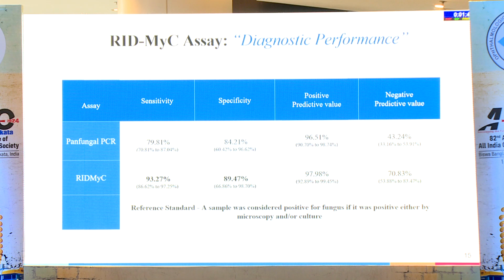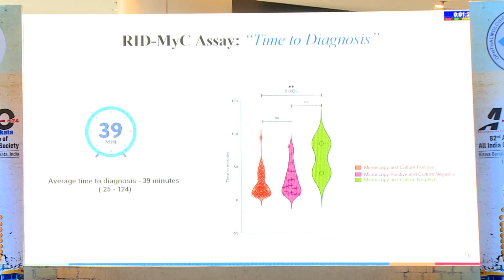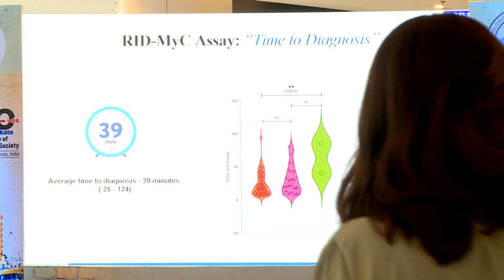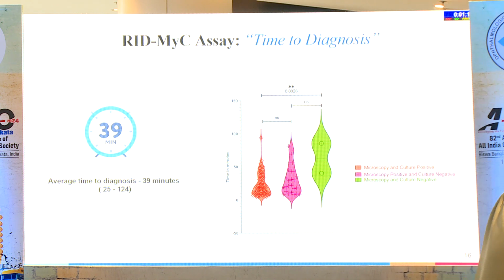Being a nucleic acid detection modality, we benchmarked RIDMIC against panfungal PCR. RIDMIC showed a sensitivity of 93%, surpassing PCR at 79%. Additionally, RIDMIC's specificity stood at 89%, compared to panfungal PCR's 84%. The average time for diagnosis was 39 minutes, with no notable differences between samples that were culture positive or culture negative. However, samples that were both culture negative and microscopy negative exhibited significantly longer times to diagnosis.